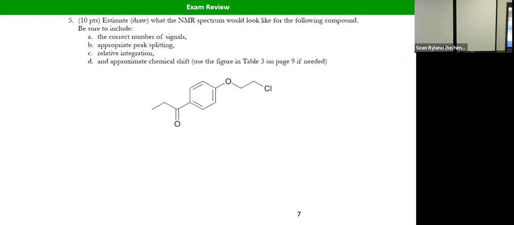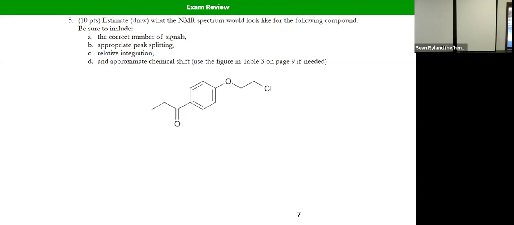So one, two, three, four, five. And then it's just kind of the peak splitting. The way that I would approach these is once I know the right number of signals, I go through and I label each of the signals, A, B, C, D, E. And then I put them in an approximate chemical shift.